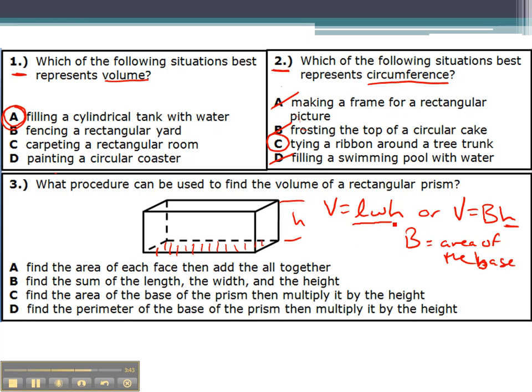Well, we have length, width, and height in this formula for volume, but we're not adding them. We're not finding the sum. We're multiplying. We're finding the product. So you can rule out that answer choice also. Answer choice C. Find the area of the base of the prism, then multiply it by the height. That's the one. Area of the base times the height. And then D. Find the perimeter of the base and then multiply it by the height. That's not the formula. Big B is area of the base, not perimeter of the base.